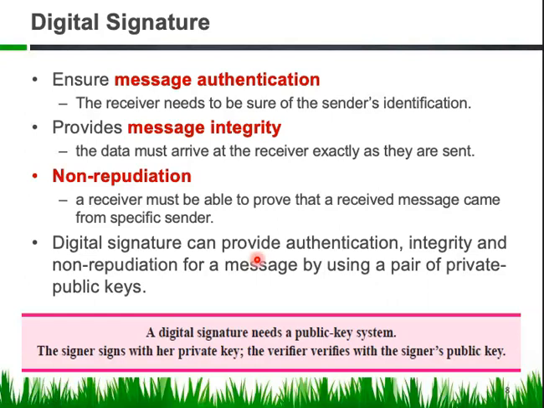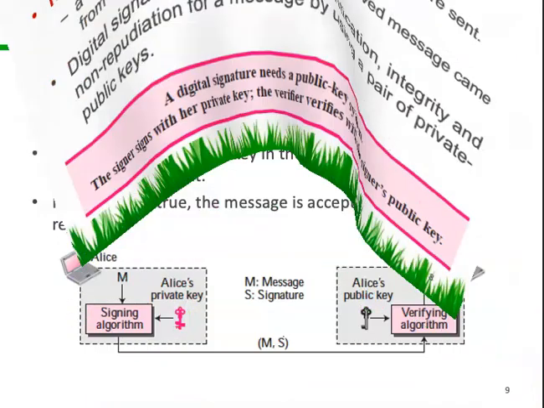Bob can ask Alice to sign the message electronically. In other words, an electronic signature can prove the authenticity of Alice as the sender of the message, and this is referred to as a digital signature. A digital signature needs a public key system. The signer signs with a private key, and the verifier verifies with the signer's public key.